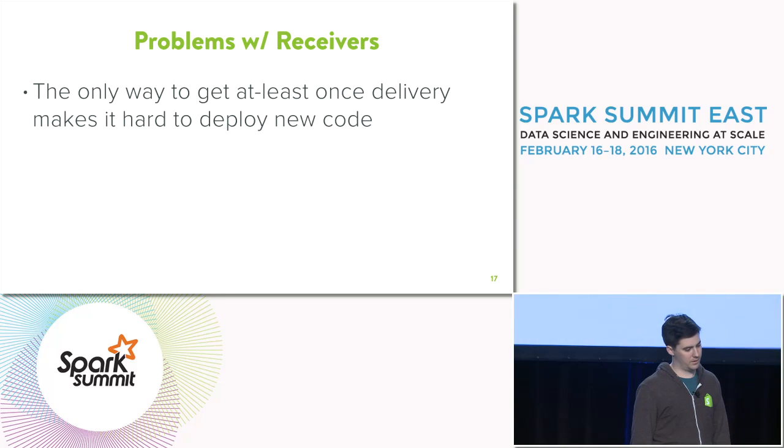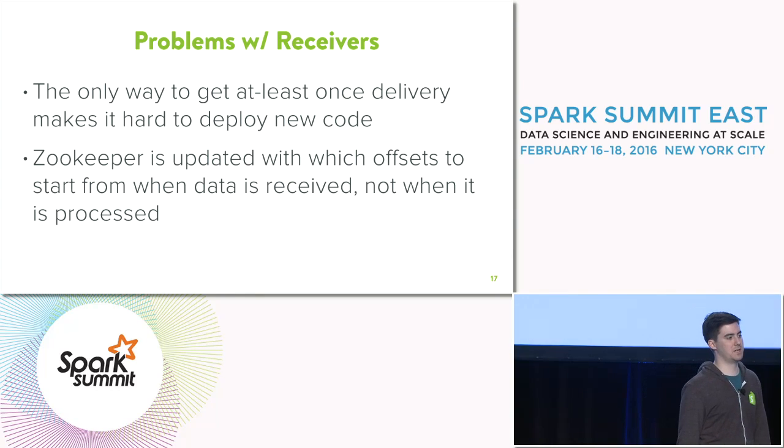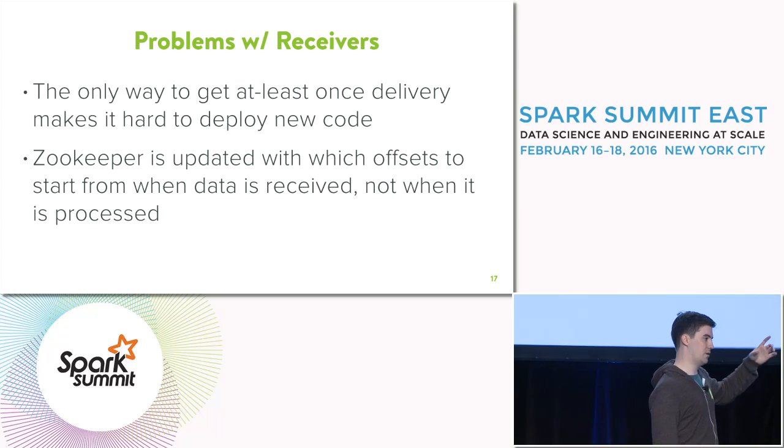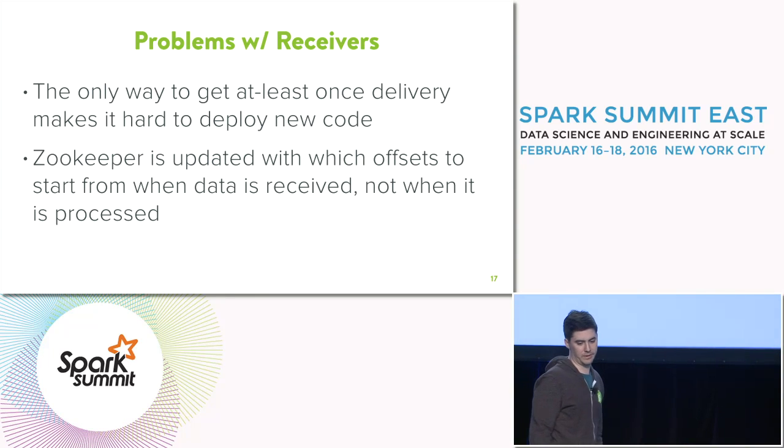The other problem is that Zookeeper updates which offsets to start from when the data is received, not when it's processed. As I was saying, you receive these 30-second batch intervals, and each time you receive them, it'll tell Zookeeper, yeah, I've received up to here. So what happens if you only process the data up to here and then your job dies? You're going to start from here and miss some data, which is when you have to use checkpointing.